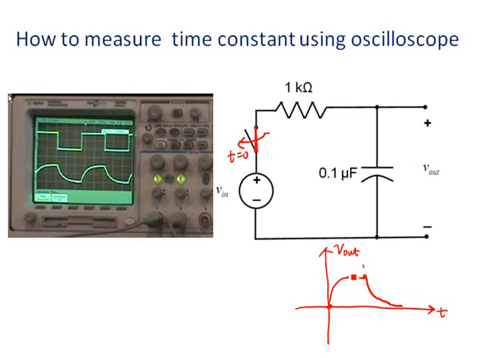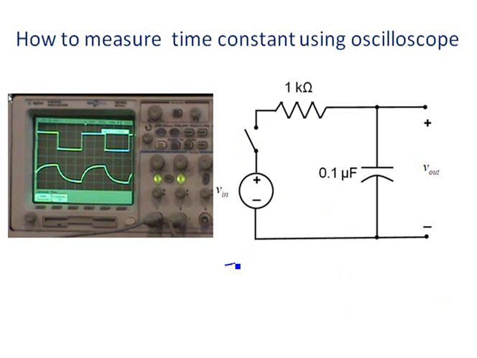So here we can use a square wave to simulate the switching in the circuit. For example, the rising edge of the square wave can be used to simulate that the switch is closed, and the falling edge is used to simulate the opening of the switch. So here's the natural response. To measure the time constant here, firstly we need to build the circuit and use a square wave to simulate the switching in the circuit.